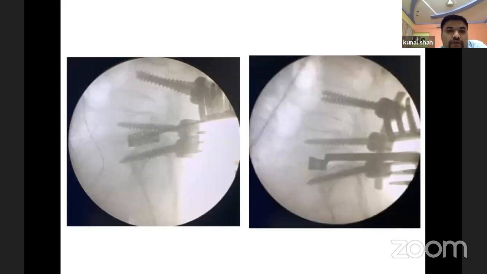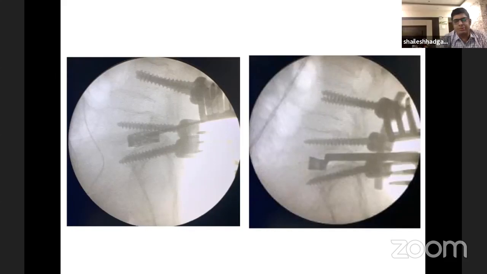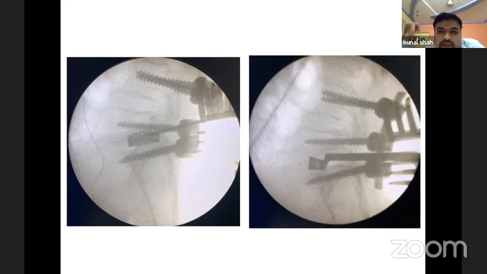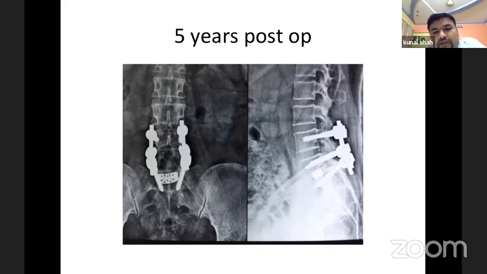I revised it with a longer fixation. I went up to L4. I revised the L5 screw with longer and larger screws. Looking for the cage was difficult. It was difficult to retrieve the cage. So I located it on the image intensifier with a Penfield, pushed it back and compressed the cage. And this was the final picture which I got.